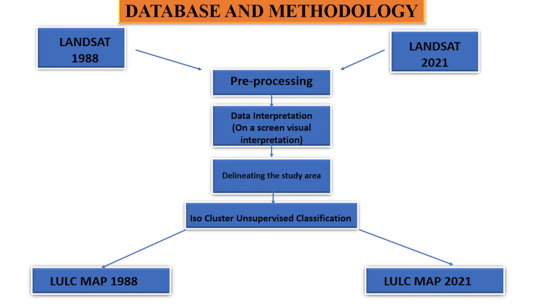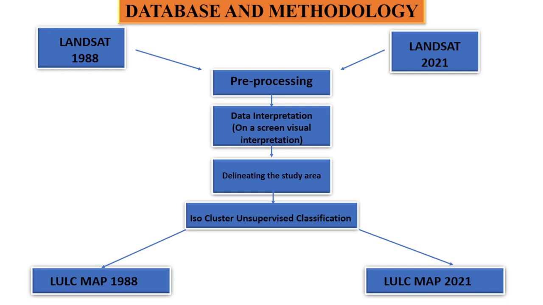Finally, the classified data results in the creation of LULC maps for 1988 and 2021. These maps visually represent the distribution and changes in land use and land cover over the specified period, providing valuable insights for environmental and urban planning studies.